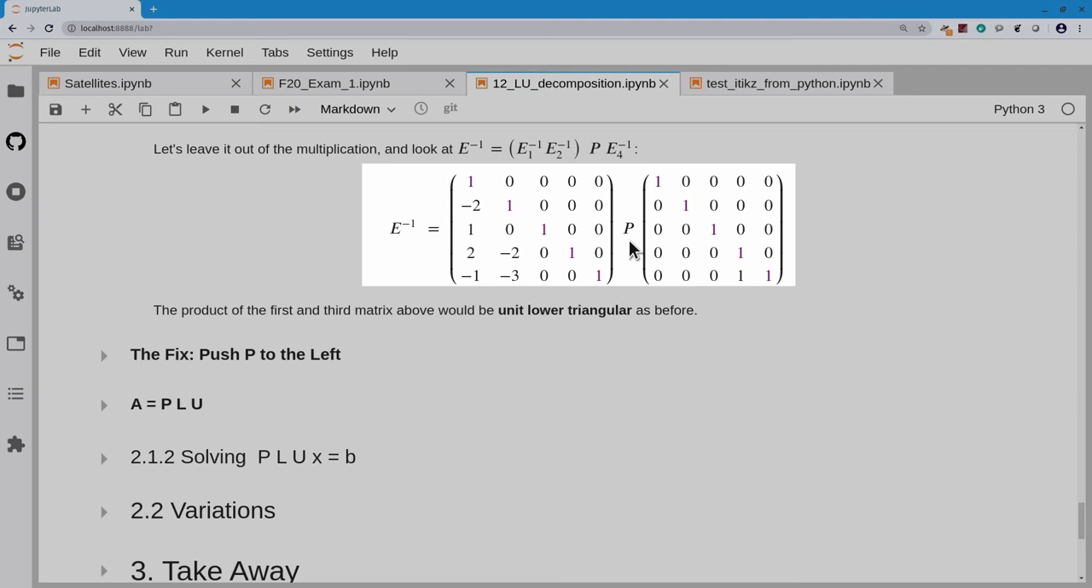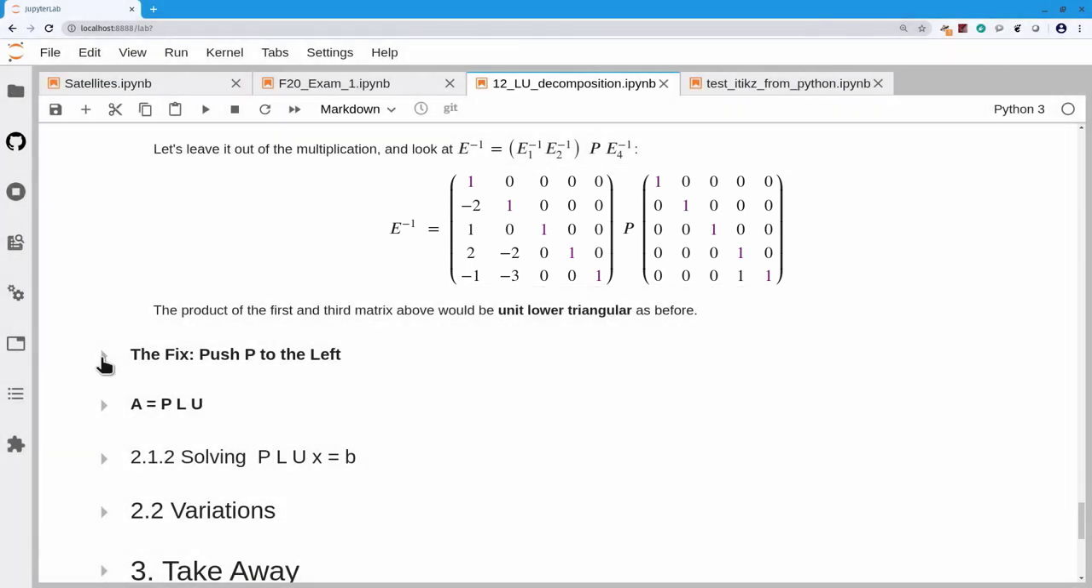So that raises the question, can I take this P and somehow push it to the other side? Can I pull it toward the equal sign? Of course, that will change that matrix in between, since matrix products are not commutative in general. But let's see how I might be able to do that. I want to push that P to the left, toward the equal sign.